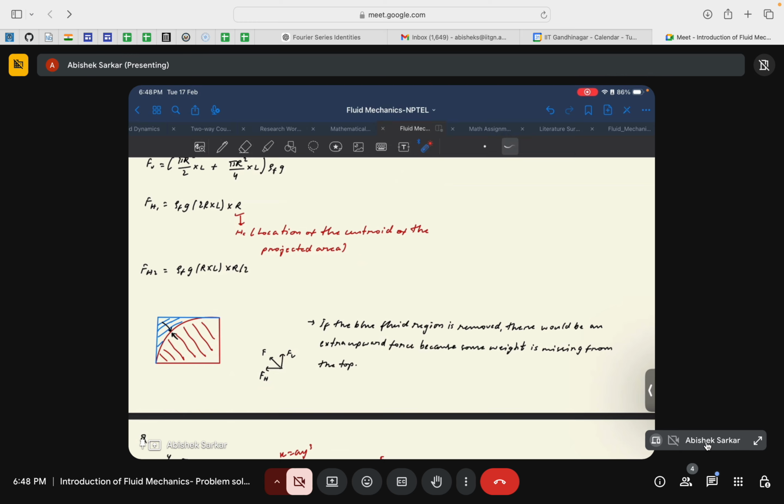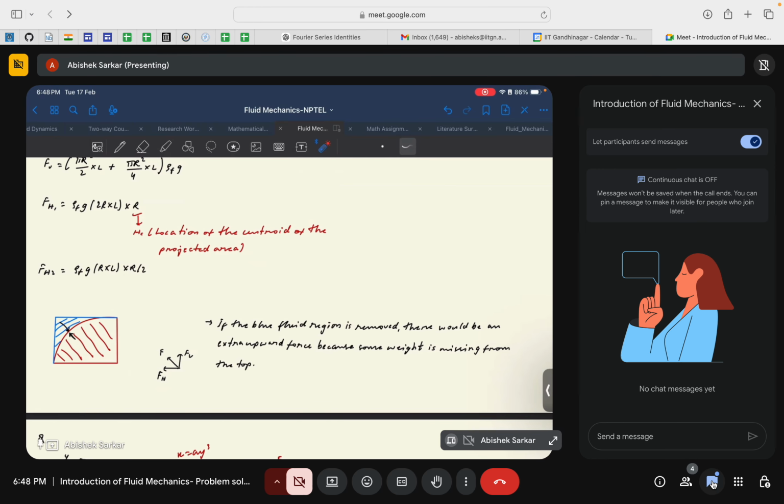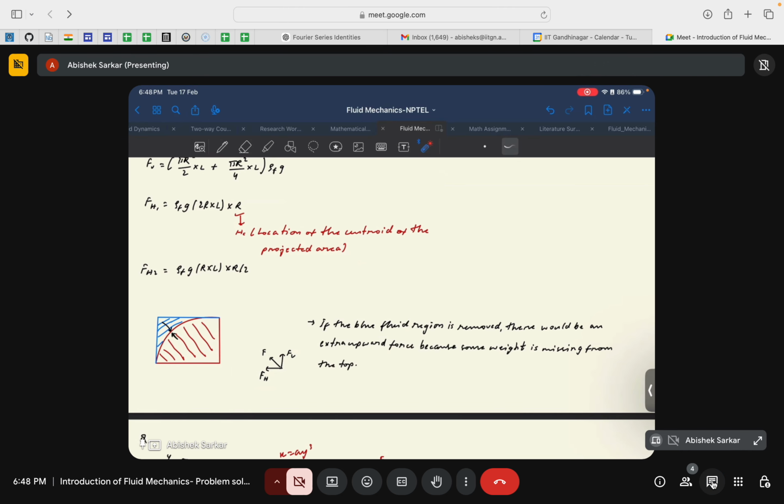And if you remember, just one more subtle point. I hope this part is clear, the evaluation of the force on curved surfaces. You can just tell me if there's any doubt.